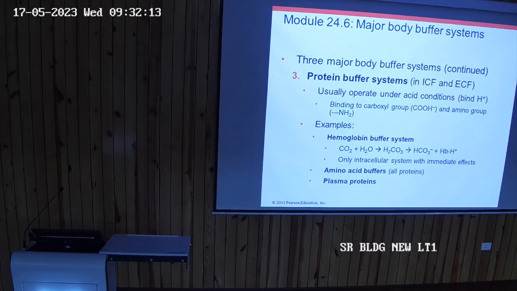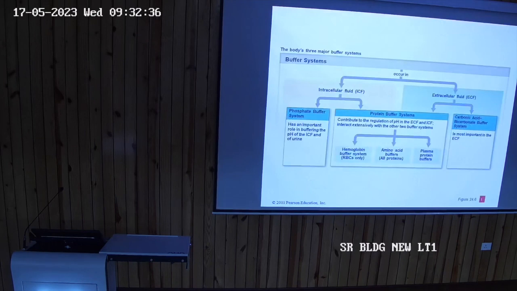Okay, sit down. Protein buffer systems usually operate under acidic conditions, binding to carboxyl group and amino group. Okay, only intracellular system with immediate effect. It is present only intracellular, and with immediate effect. Amino acid buffers all proteins and plasma proteins. Intracellular में phosphate buffer, protein buffer system, ECF में protein and carbonic acid bicarbonate buffer.